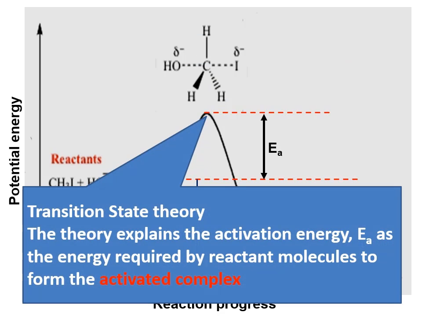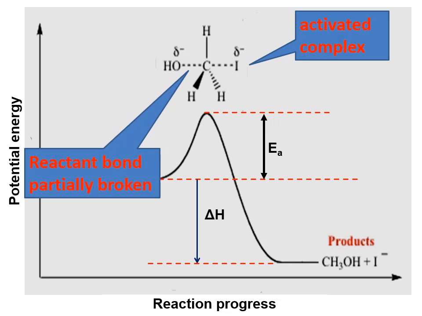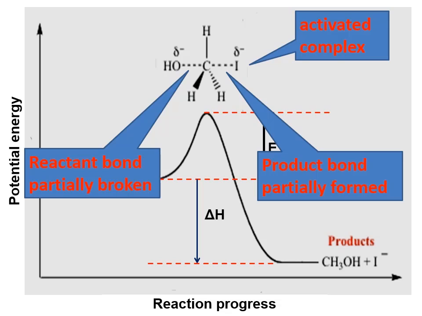Based on transition state theory, an unstable intermediate species called activated complex can only be formed when there is activation energy. Activated complex is a temporary species formed by reactant molecules. At this state, reactant bonds are partially broken and product bonds are partially formed. After possessing sufficient energy, only then will the product form.